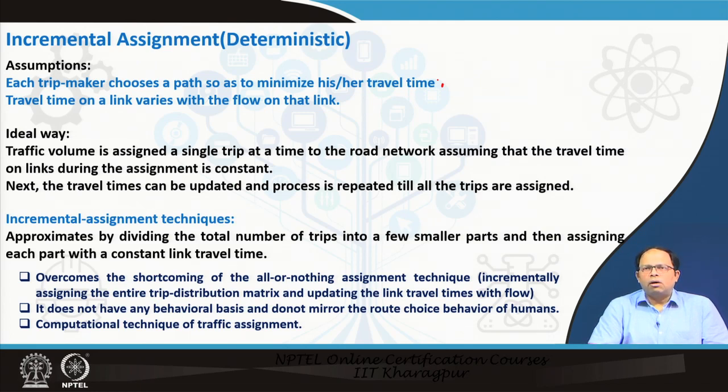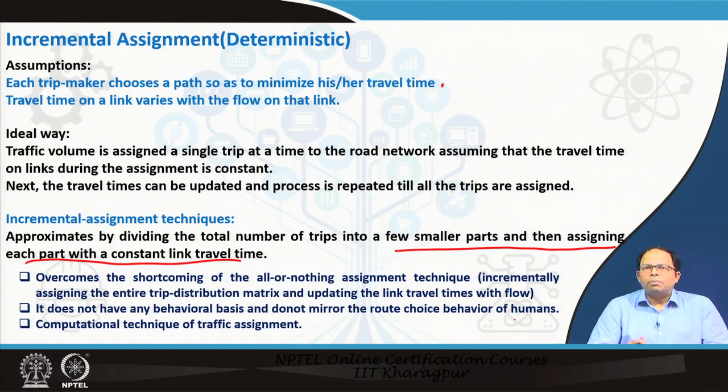because if I do it one trip at a time, it will take a long time to execute the process, and as well as it is not required. So instead what we do is we do something called an incremental assignment technique, where we divide the total amount of trips of each particular link into a few smaller parts, and then assign each part with a constant link travel time, and then we update the link travel time, and then we assign the next part and so on. So this overcomes the shortcoming of all or nothing assignment technique by incrementally assigning the entire trip distribution matrix and updating the link travel times with flow.